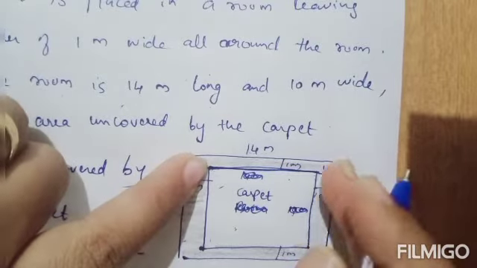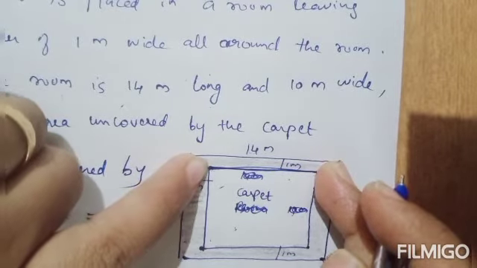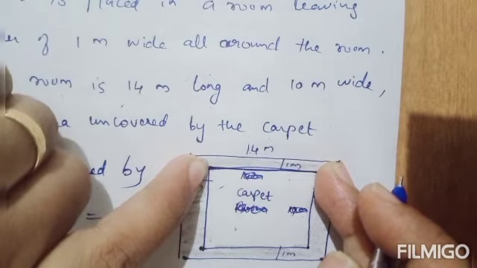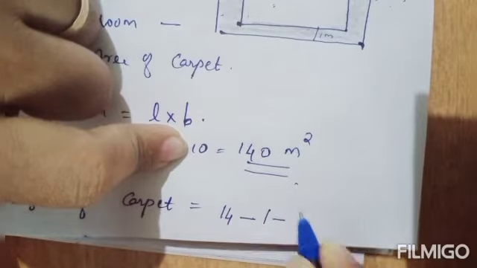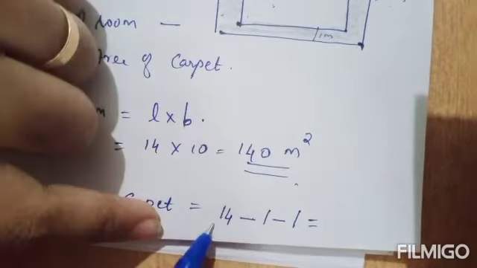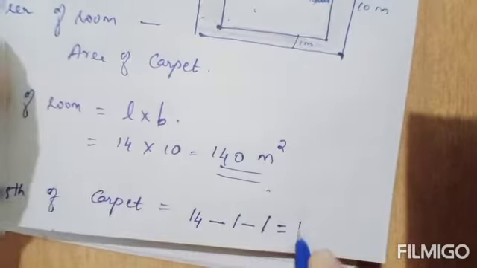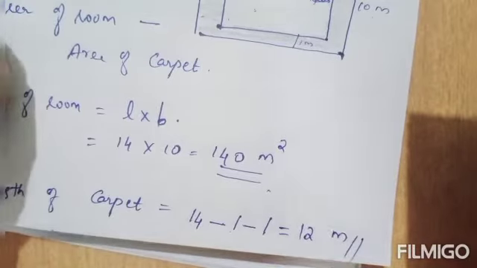If we subtract this 1 meter and this 1 meter from there, we will get the length of carpet. Okay, so length of carpet it is 14 minus 1 minus 1. So 14 minus 1, 13 minus 1, you will get 12 meter.